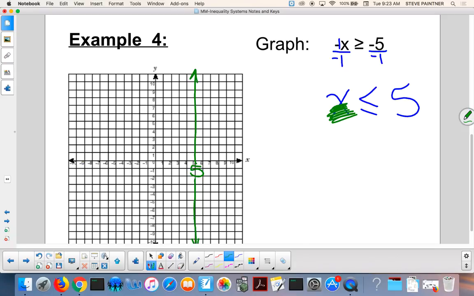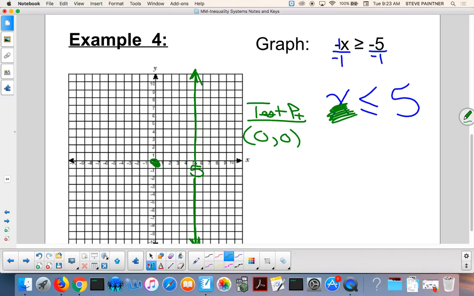Did I do it right? Did I do a solid line? Is that correct? Yes. Solid is correct because I have an equal sign. All right. Do you shade the right side or the left side? Try a test point. What's a good test point? 0, 0. All right, so here we go. 0, 0 is a good test point. I hope you know that by now.